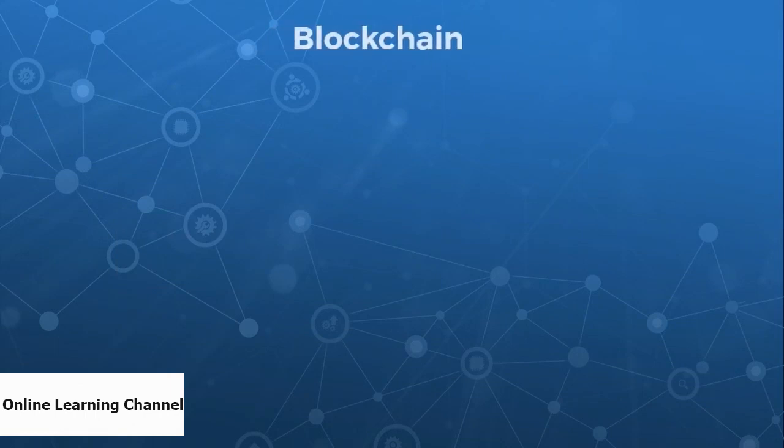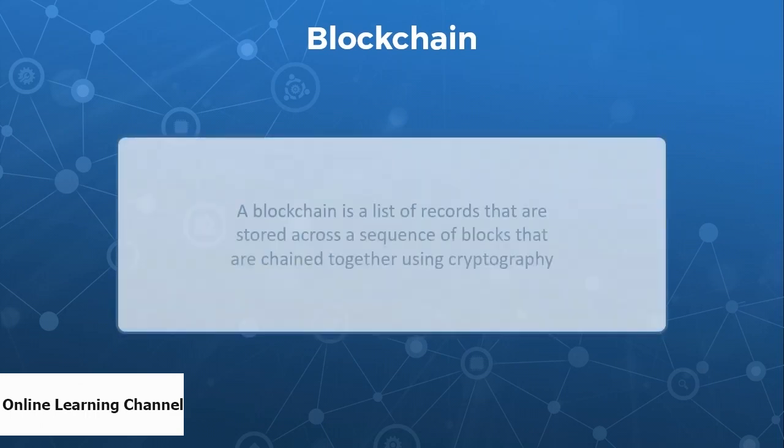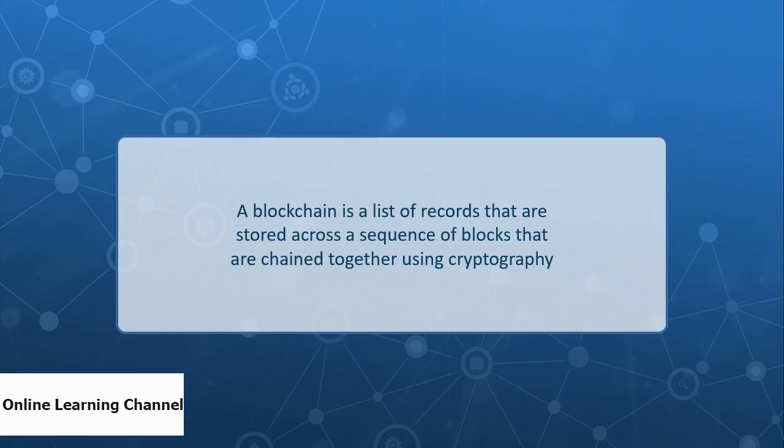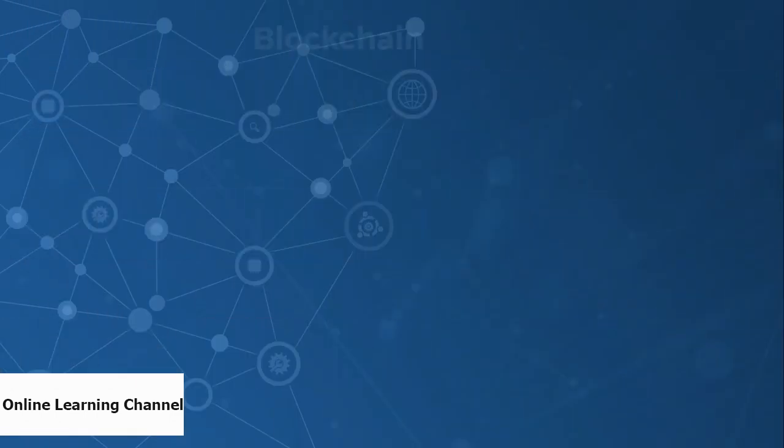So now we have discussed a few terms which are very specific to the Ethereum blockchain network. But let us now zoom out a little bit to a more generic term and then define what exactly a blockchain is. So a blockchain, if you're not familiar with it, can be thought of as a list of records, and these records are stored across a sequence of blocks which are chained together using cryptography. So there are once again a few different things mentioned over here. So let us break down this definition into its components to understand exactly what a blockchain is.